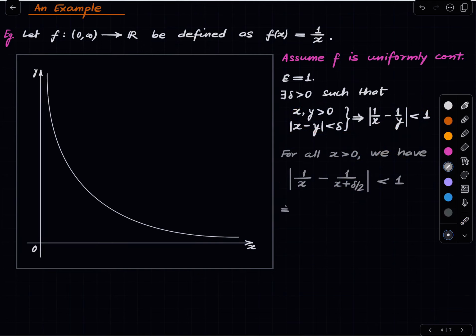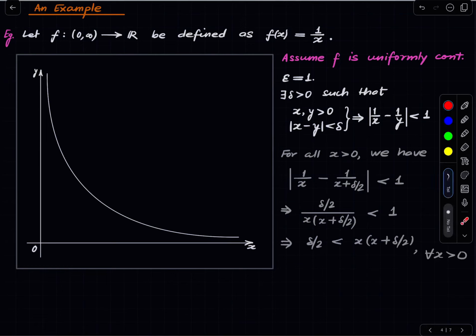But here we will get a contradiction, because what is the left-hand side? It's this number. We can remove the absolute values because this guy is a positive real. And we get this is true for all positive x. But that is absurd, because this thing takes arbitrarily small values as x becomes arbitrarily small. So this cannot remain greater than delta by 2. And therefore, we have a contradiction. So f cannot be uniformly continuous.